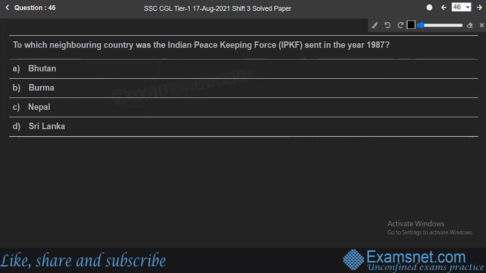To which neighboring country was the Indian Peacekeeping Force, that's IPKF, sent in the year 1987? Is it Bhutan, Burma, Nepal, or Sri Lanka? Well, the Indian Peacekeeping Force, that's IPKF, was sent to Sri Lanka in 1987 after signing the Indo-Sri Lanka Peace Accord by Indian Prime Minister Rajiv Gandhi.